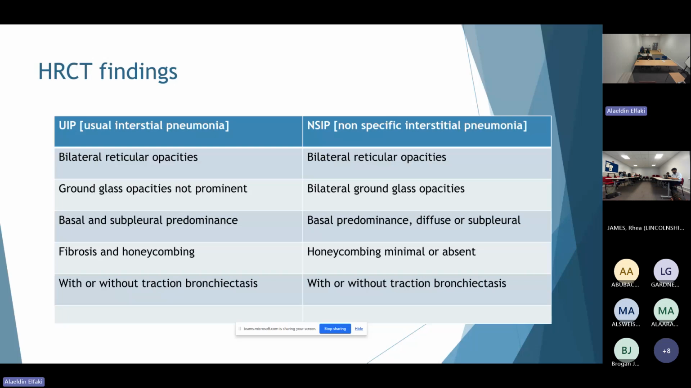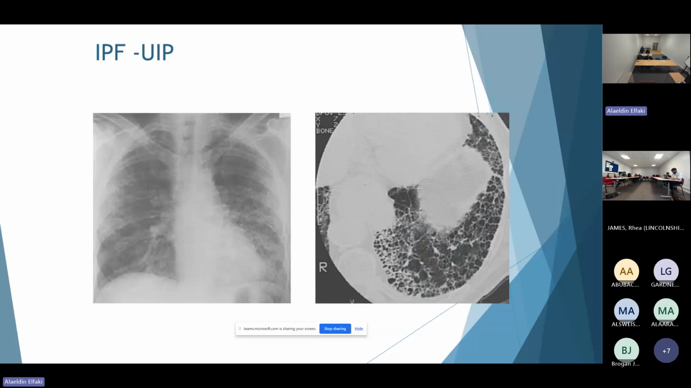So in non-specific interstitial pneumonia, there will also be reticular infiltrates, affecting the lower lobes predominantly as well. And there will be predominantly ground glass opacifications rather than honeycombing. You might see honeycombing, but it will be less dominant. And also there may be traction bronchiectasis. But the most important thing is the presence of predominant ground glass opacifications.